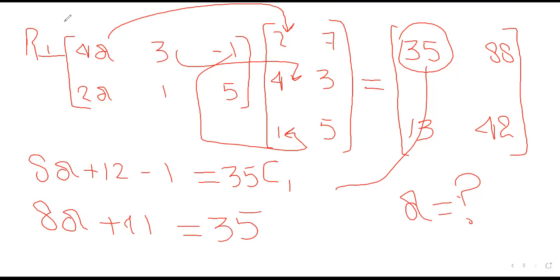So what should be the next one? 8a plus 11 is equal to 35. Then the next one is subtract 11 from both sides. So 8a is equal to 24. And a is equal to what? A is equal to 3. Am I right? Yeah. So this is all about the multiplication of matrices.